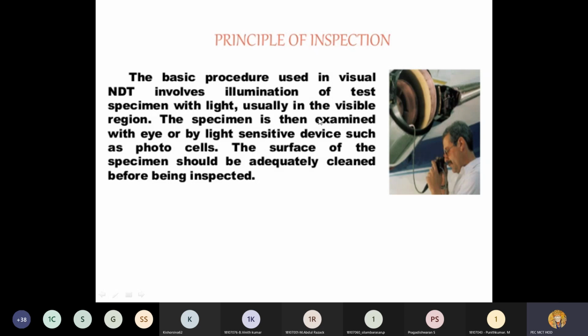The specimen is then examined with eye or by light sensitive device such as photocells. The surface of the specimen should be adequately cleaned before being inspected. So பண்றதுக்கு முன்னாடி you have to clean the surface which you are going to inspect. That surface should be thoroughly cleaned. Okay.